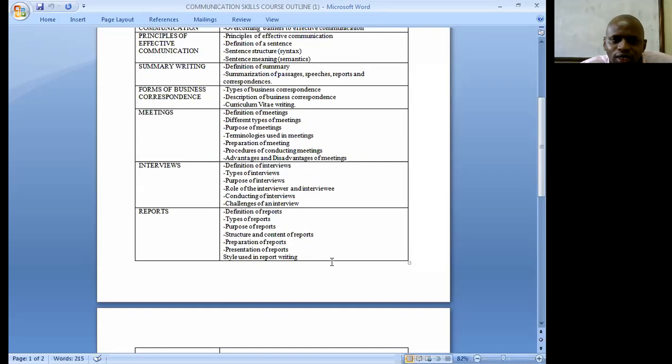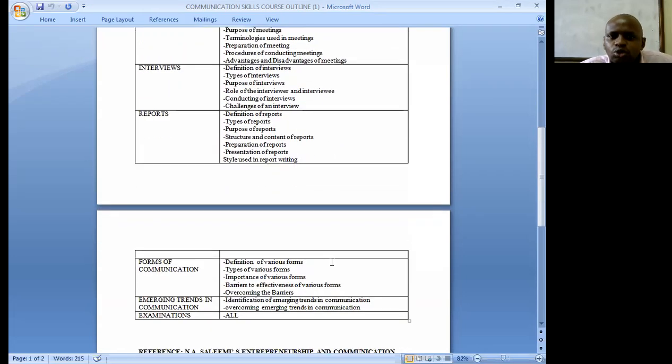We shall also be able to understand reports: how to define a report, and some of the types of reports that are very critical in the organization. We have the purpose of the reports. We'll also be talking about the structure and the content of reports, and how to prepare reports and present those reports.